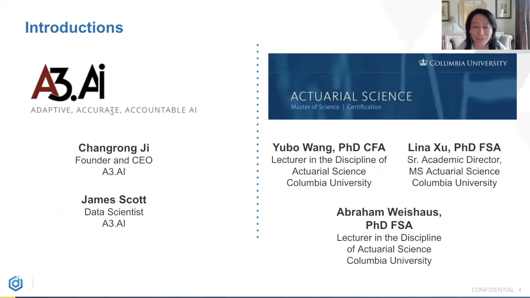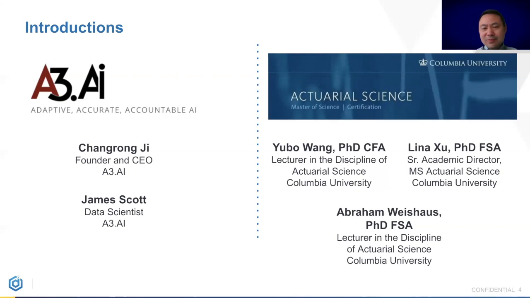Hi, my name is Cheng Rong Ji, and my friends call me Ji. I'm the founder of A3AI, and we'll talk a little more about A3AI. I am a machine learning and data science practitioner. I'm also affiliated with Blue Cross Blue Shield. My name is James Scott. I am also a data scientist working under Ji at A3.ai, and I also am a data scientist at CareFirst Blue Cross Blue Shield.